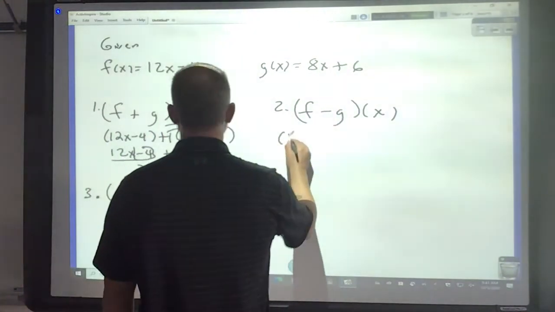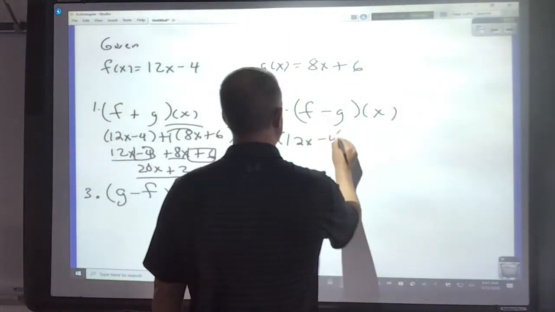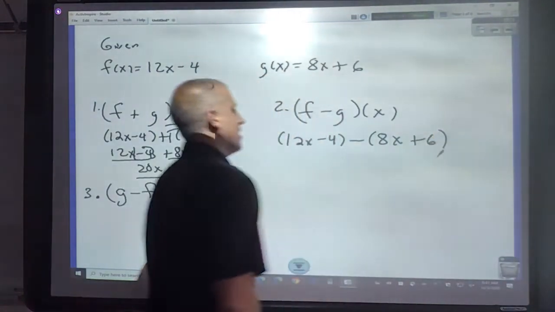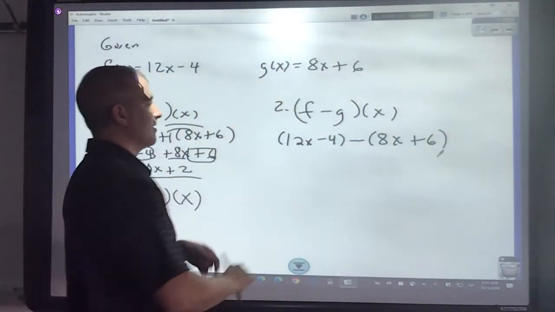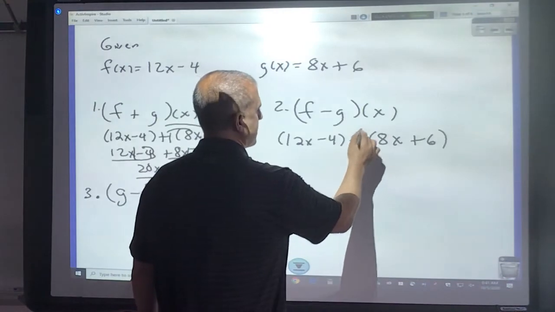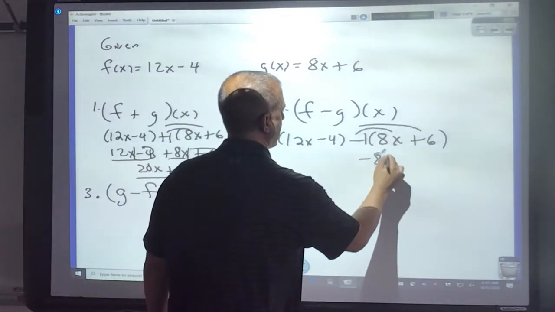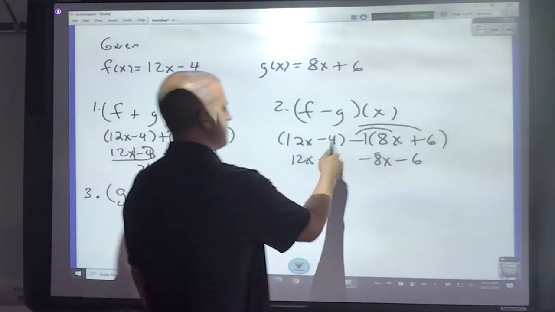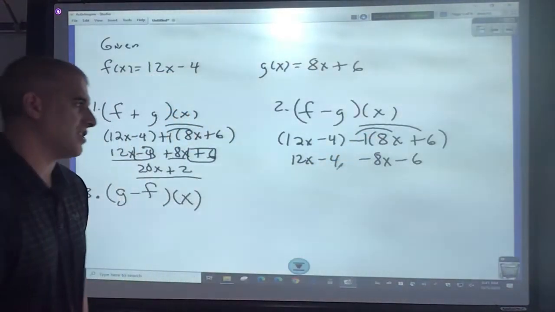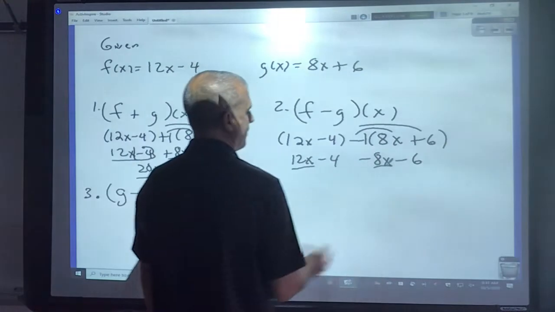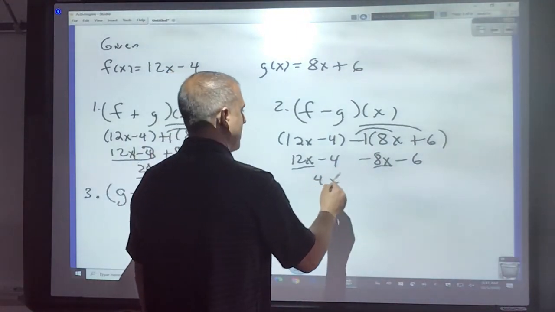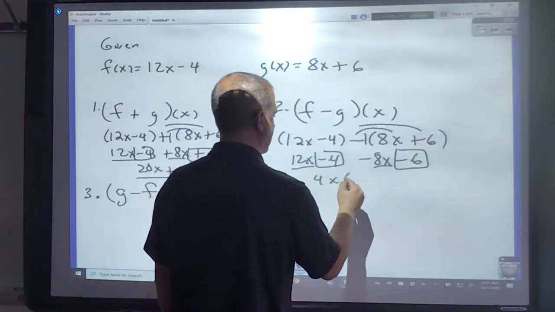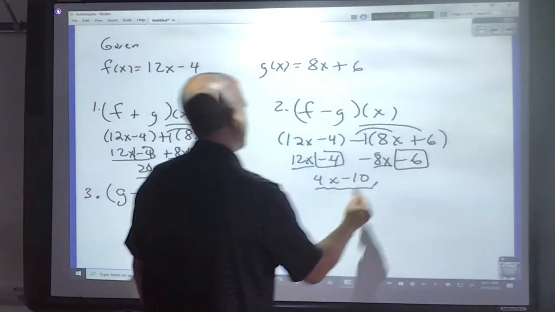Subtraction, okay? And I'll show you how this is a little bit different than the common mistake people make. What you want to make sure you do is treat this like a negative 1 and distribute it, because that way you understand the sign change when you combine your like terms. Some people will combine that as a positive 6 over there, okay? So 12x minus 8x would be 4x. Negative 4 minus 6 would be negative 10. So that would be my answer.